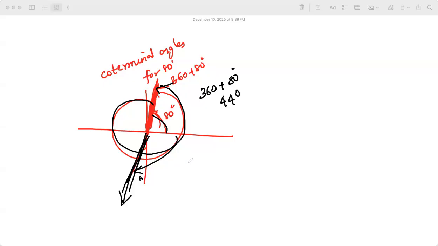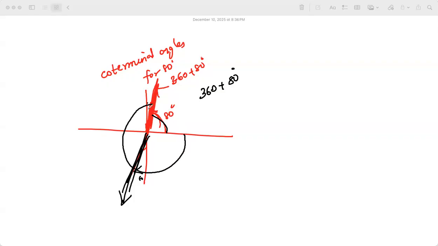What is the other coterminal angle? Let me draw. Negative 280, correct. Let me redraw it. So this is 80. Now if you come from this side, you are going on the negative end. So 80 minus 360 you can do. That means it's a negative 280, right?